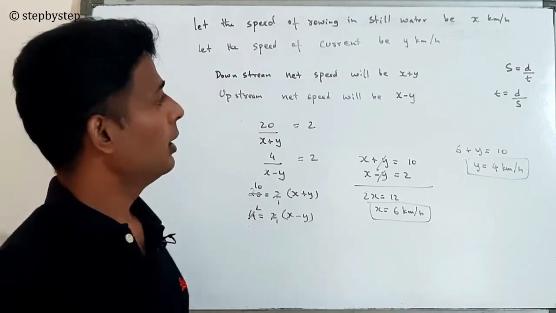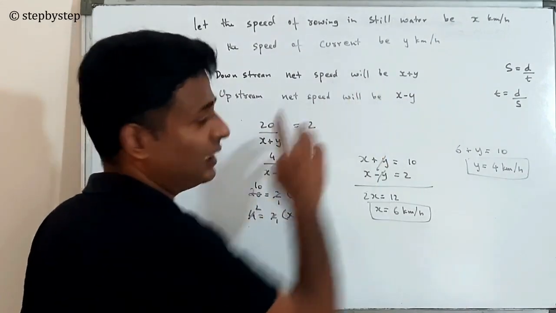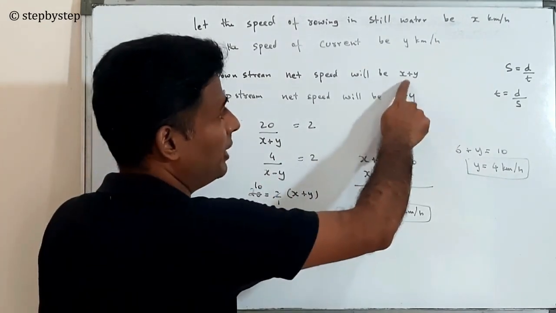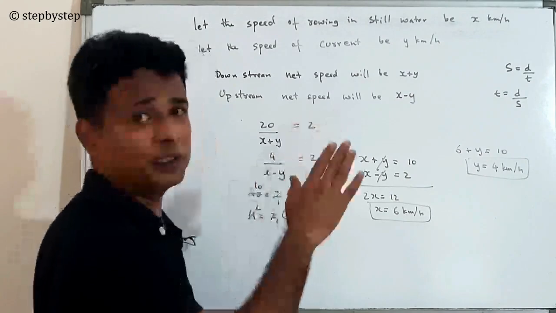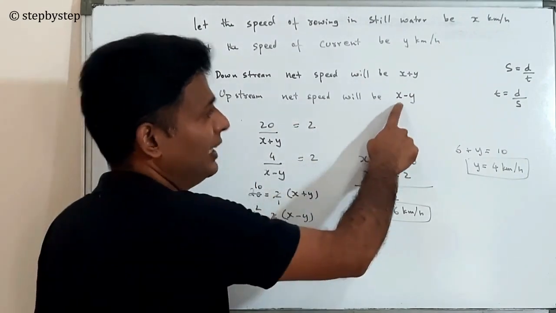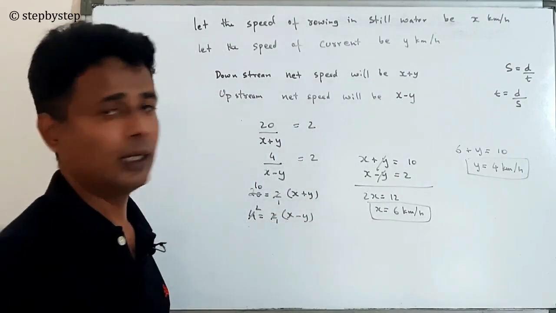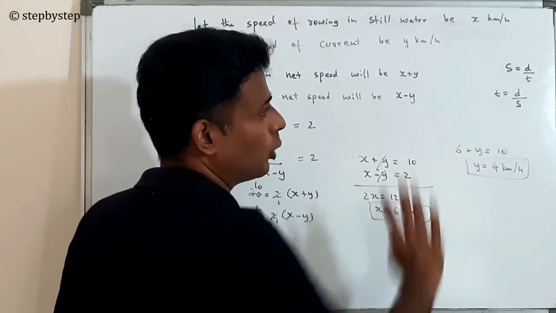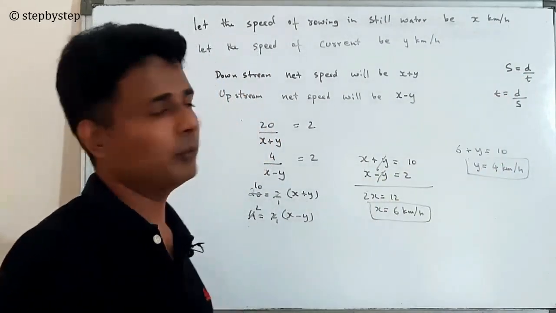Important problem, just remember while going downstream you are going with the water, so net speed will be x plus y. While going upstream you are going against the water, so net speed will be x minus y. Generally in these problems you will be using t is equal to d by s, but it might change.